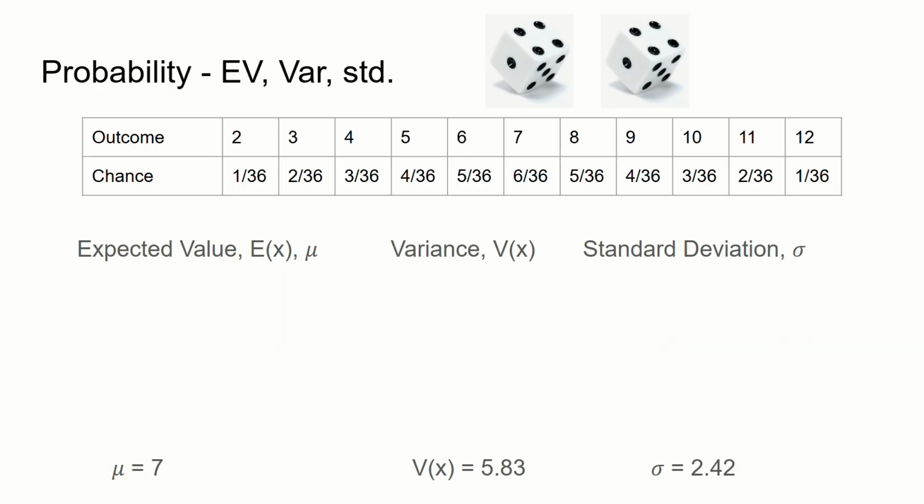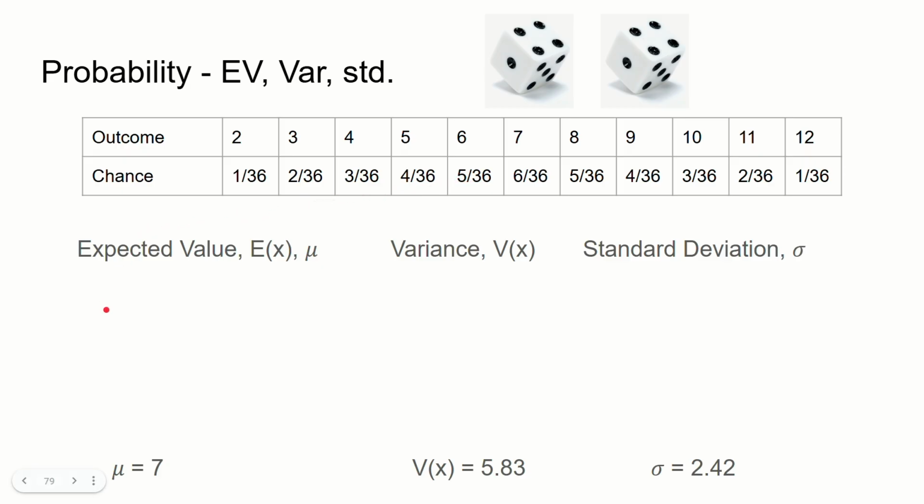Now let's go over some probability nomenclature: expected value, variance, and standard deviation. Here we'll look at the event of rolling 2 dice at the same time, and you could do a probability tree or probability table and count up the ways of getting 2 through 12. But I did that here and wrote the chance of getting each of the numbers, and we'll try to find the expected value of this event.